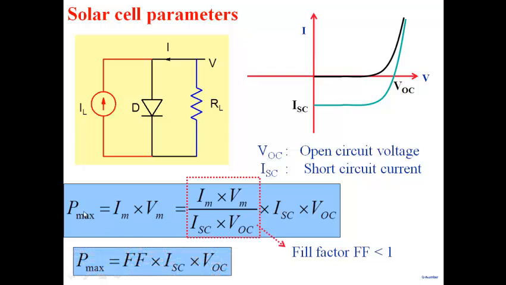So the maximum power that you can get from a solar cell is fill factor times short circuit current times open circuit voltage. These are the 3 important parameters of a solar cell, which tell you how much power you can get out from a solar cell. So you have to know the short circuit current, VOC, and fill factor. Okay. All right. So we'll continue.